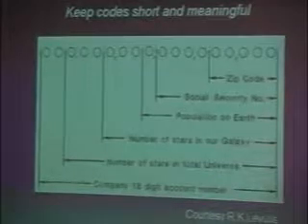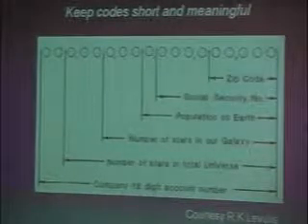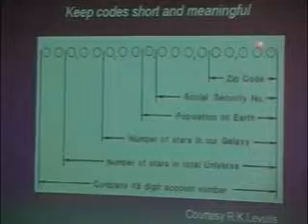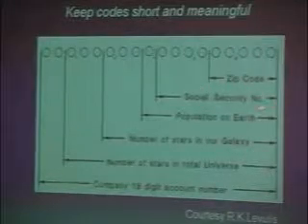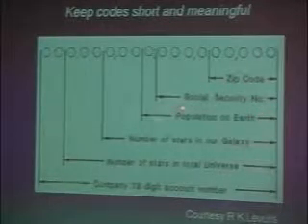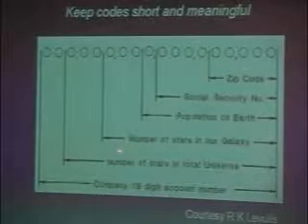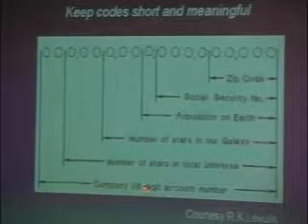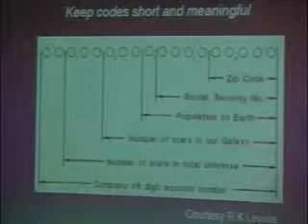Now we found out one other principle, and that is you want to keep the code short. For example, we found the zip code, 5 digits, social security number here, population on the earth here, number of stars in the galaxy here, number of stars in the universe here, company 18-digit count number there.